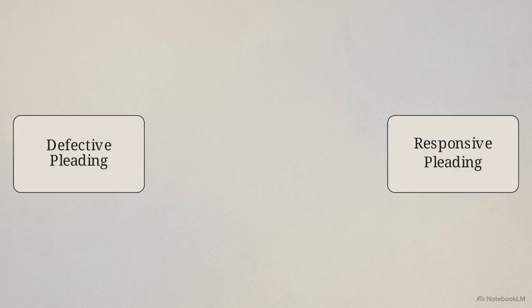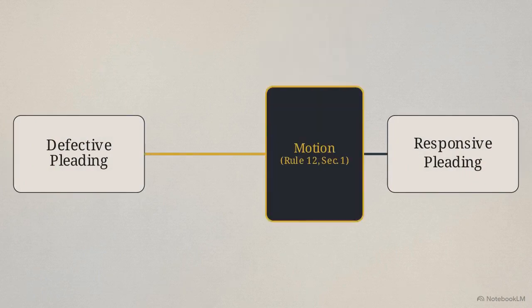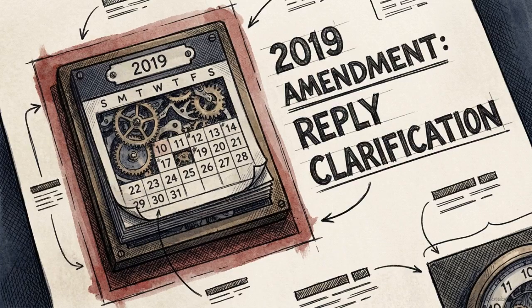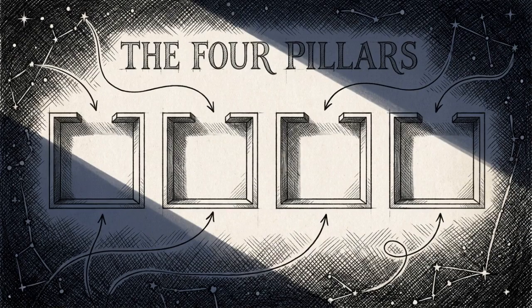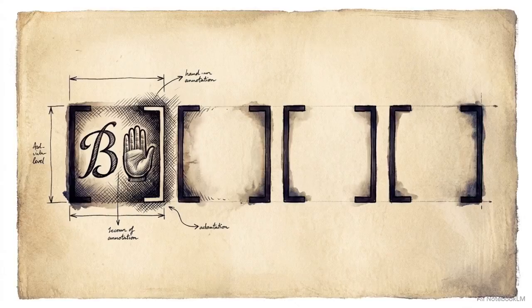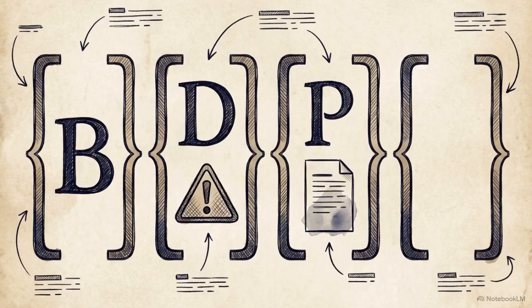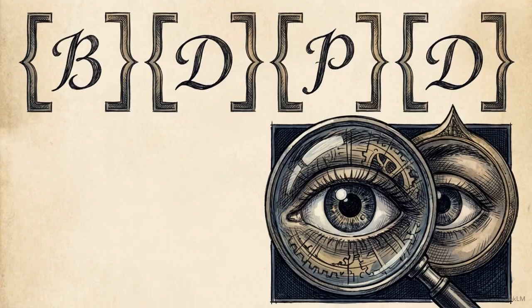The defining stricture here is timing. A party must file the motion before responding to the defective pleading. The 2019 amended rules explicitly tighten this window. If the pleading in need of clarification is a reply, the motion must strictly be filed within 10 calendar days from its service. To execute this properly, use the mnemonic BDPD. Before responding, point out the defects, isolate the paragraphs where they live, and state the specific details desired.